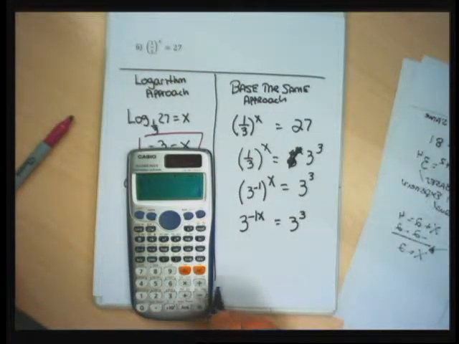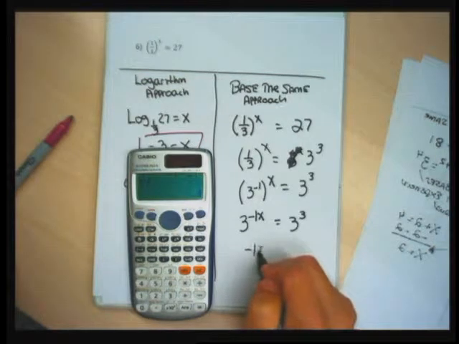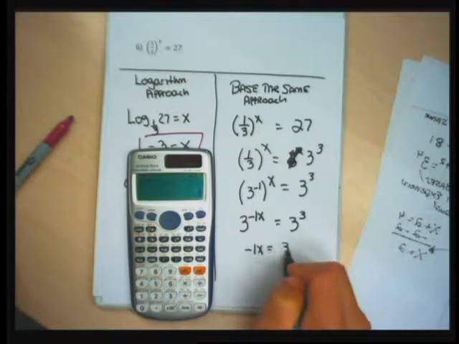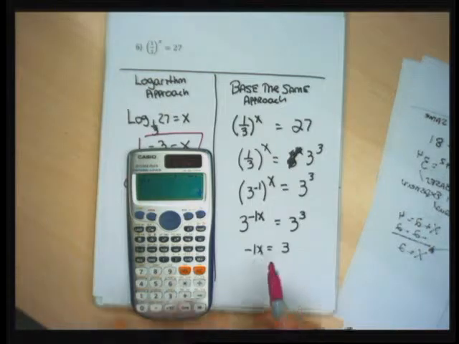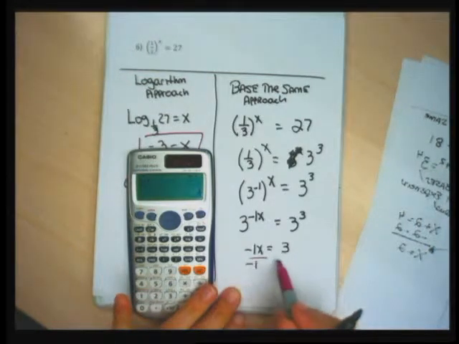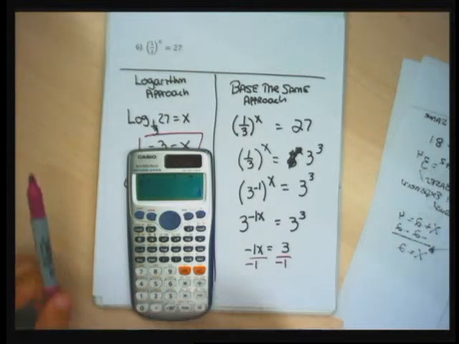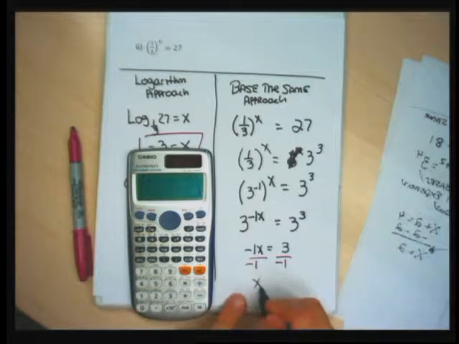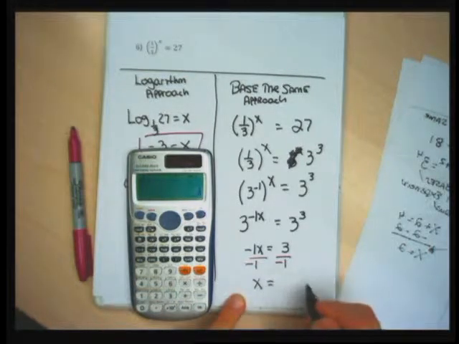And now I have the bases the same, and when you get the bases the same, you can drop the bases and set the exponents equal to each other. And this will take me to my answer. By dividing by negative 1 on the left side, you get x. On the right side, 3 divided by negative 1 is negative 3.